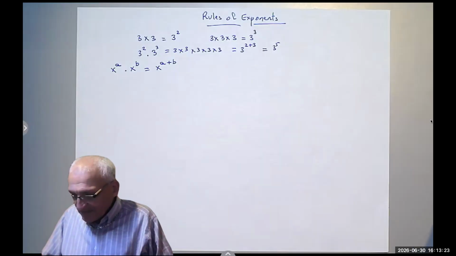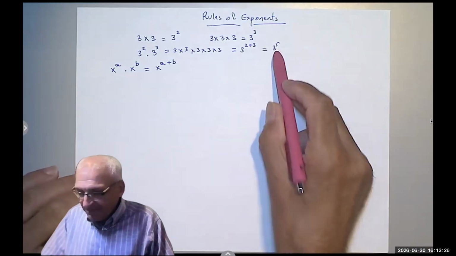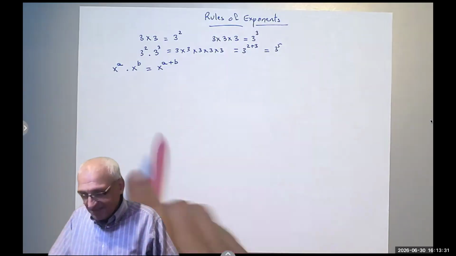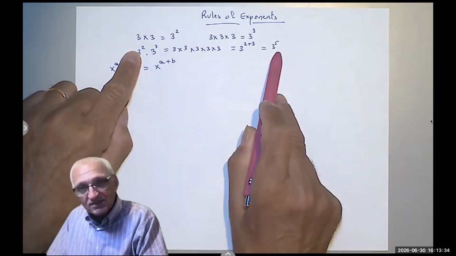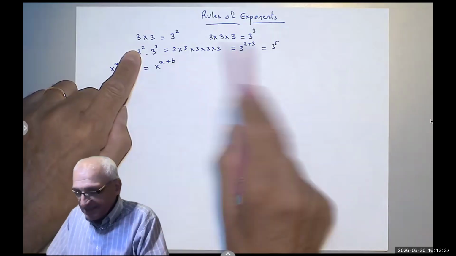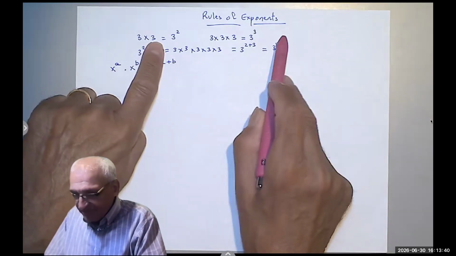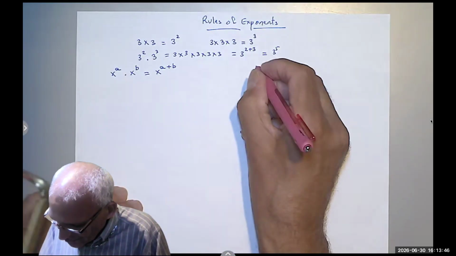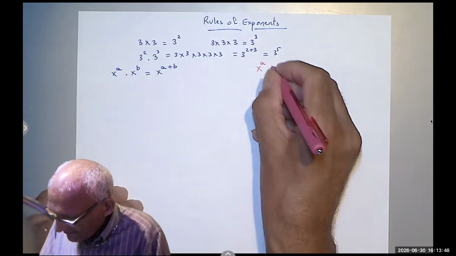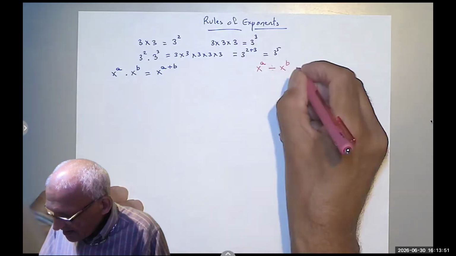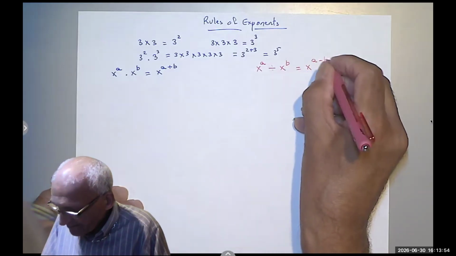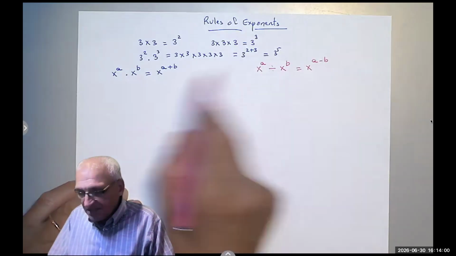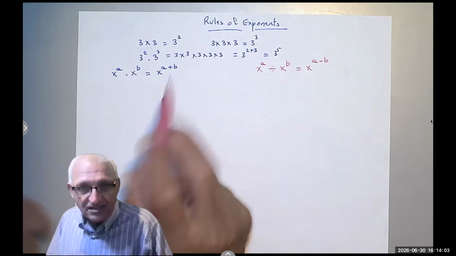Now, if I do the opposite, if I divide 3 to the 5th by 3 cubed, you see that I will end up with 3 squared. Since 3 squared times 3 cubed equals 3 to the 5th, if I divide both sides by 3 cubed, I get 3 to the 5th divided by 3 cubed is 3 squared. Hence, the second rule says x to the a divided by x to the b equals x to the a minus b. Division is the opposite of multiplication, as subtraction is the inverse of addition.